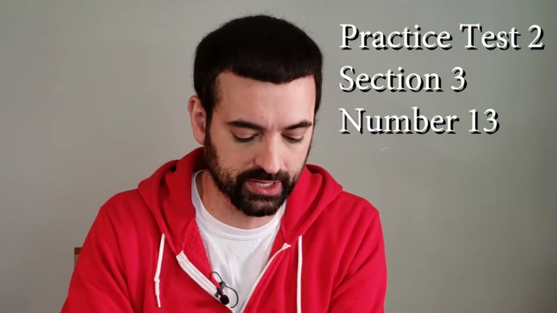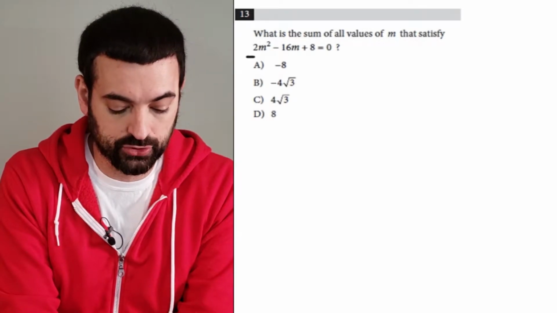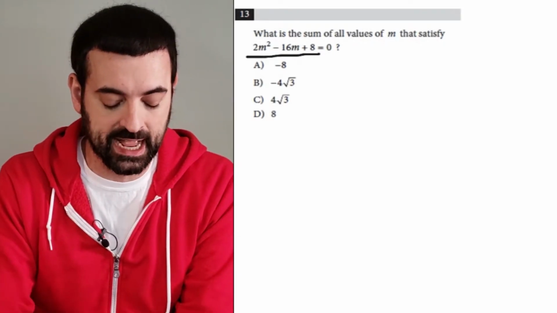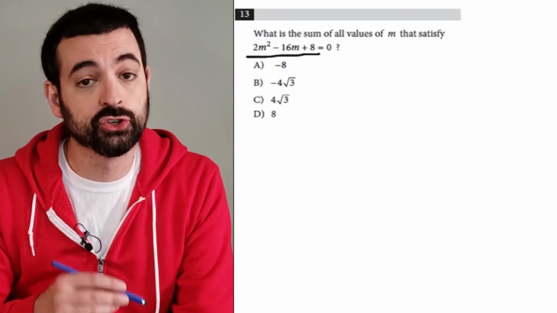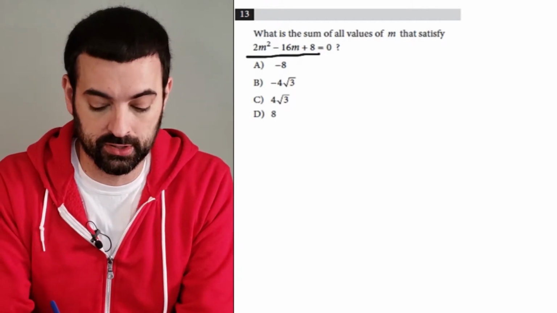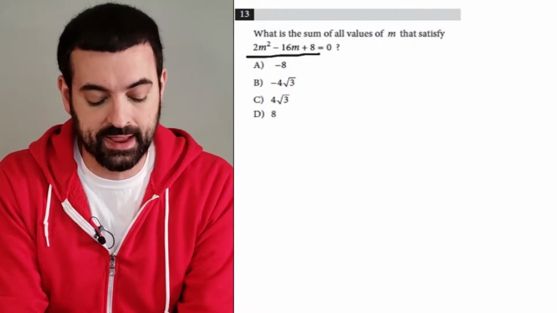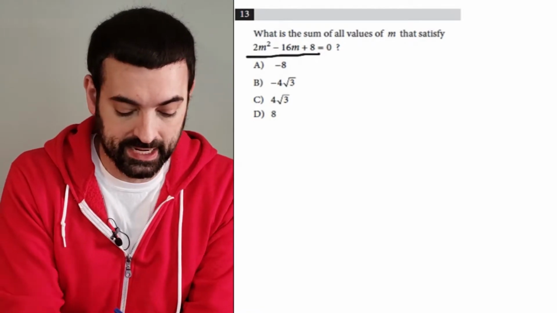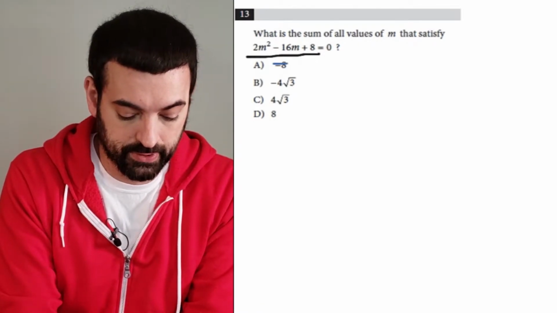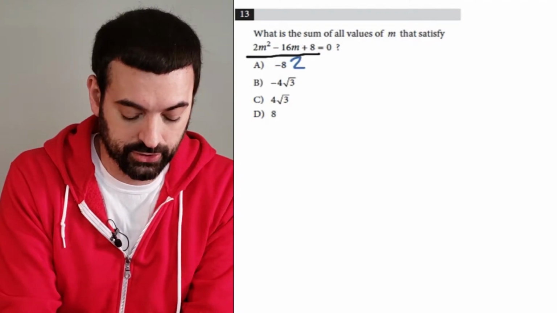Here's question 13, Test 2, Section 3. What is the sum of all values that satisfy 2m squared minus 16m plus 8 equals 0? You can't factor this. You can throw all of these values into the quadratic formula. You can do one other thing to make it a little easier on yourself, which is divide both sides by 2.